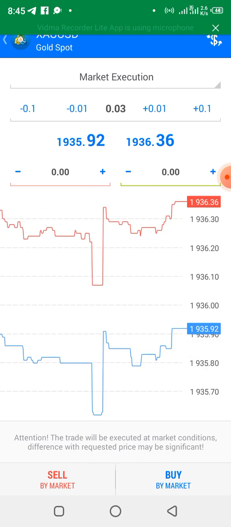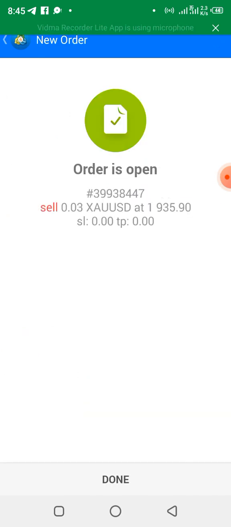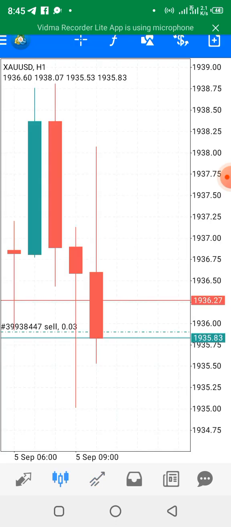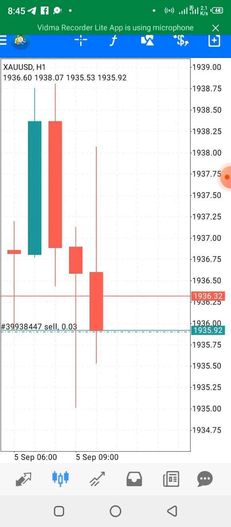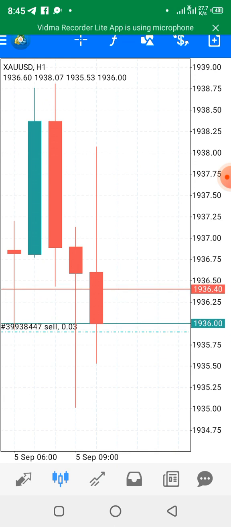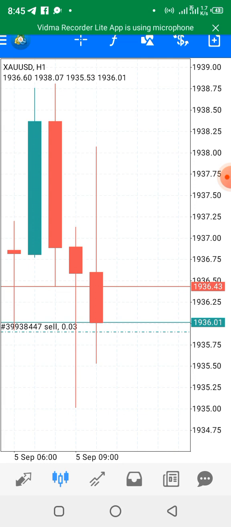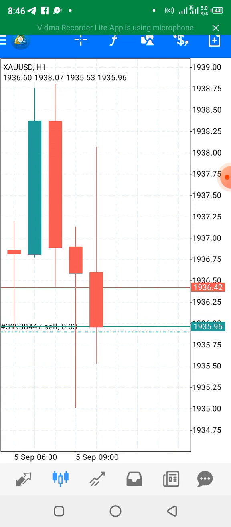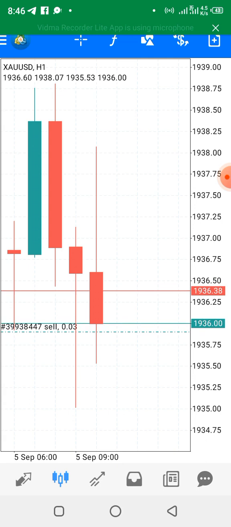All right, so let's sell. So what happened? The market got executed at the market price. You can see sell here. That green dotted line is where the market got triggered from. So that means we have sold at the current market price. So that is instant execution or market execution, selling or buying at the current market price. Okay, so let's go back.